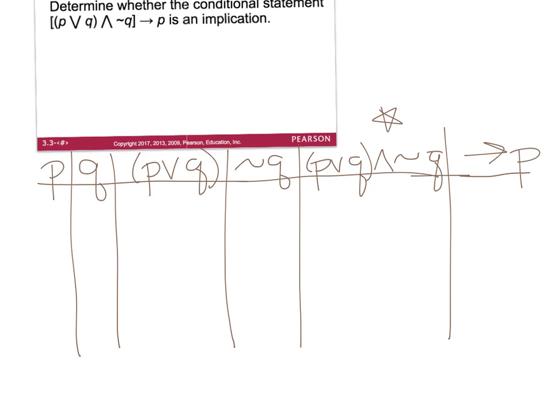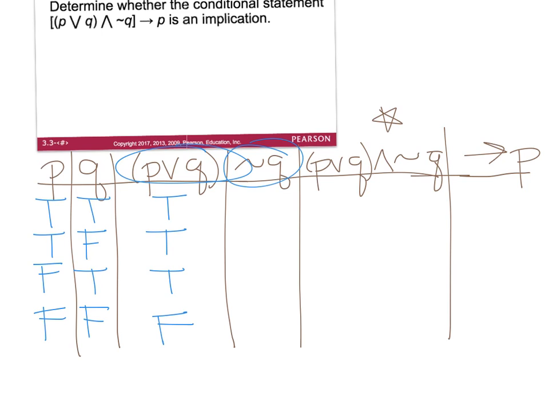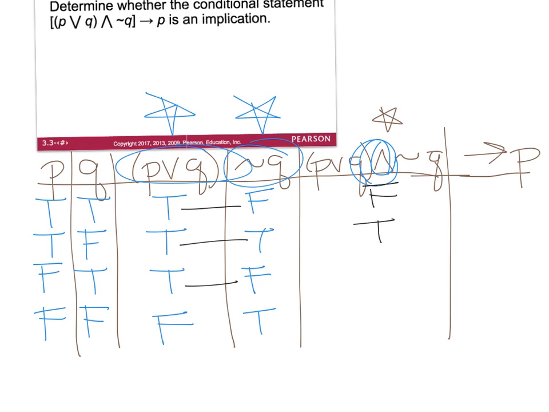Okay, so our possibilities for P are true, true, false, false. And then for Q, we're going to alternate. Then to figure out P or Q, keep in mind you only need one of them to be true. So this will be true, true, true, false. For not Q, that is going to be the opposite of your Q column. False, true, false, true. And then for the conjunction of P or Q and not Q, remember for the conjunction, you need them both to be true. So we are going to get a false, true, false, false.